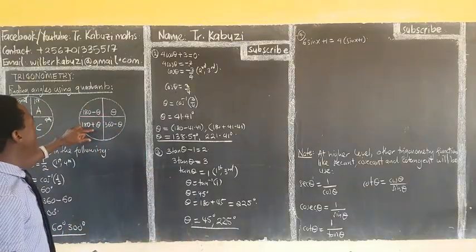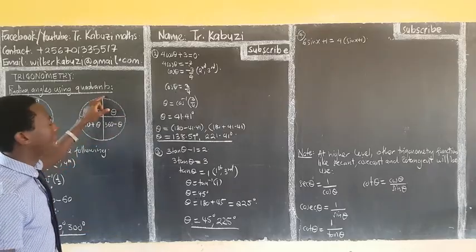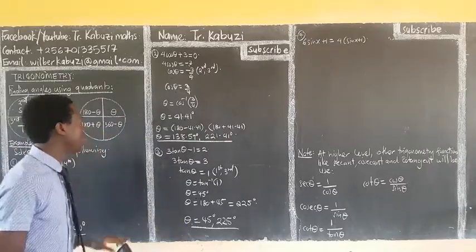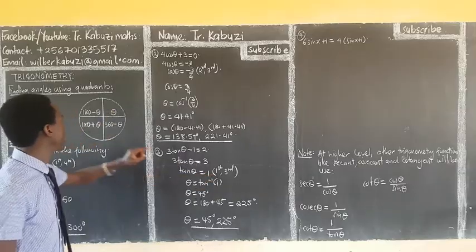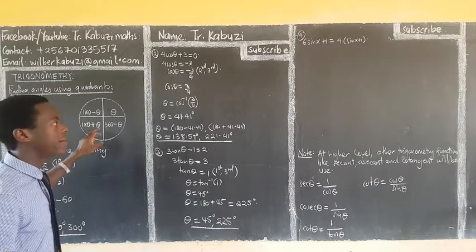Why is this one in the first quadrant? Because it is acute, it means it's between 0 and 90. That's why it is in the first quadrant. Then this one is also in the third quadrant because tan is positive there.